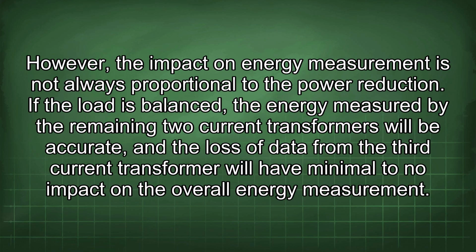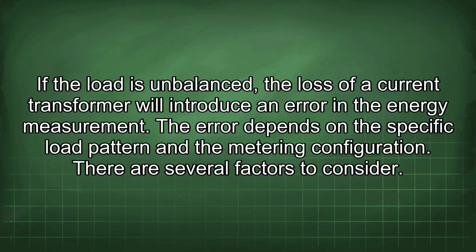This is because the total power is calculated as the sum of the power measured on each phase. However, the impact on energy measurement is not always proportional to the power reduction. If the load is balanced, the energy measured by the remaining two current transformers will be accurate, and the loss of data from the third current transformer will have minimal to no impact on the overall energy measurement. If the load is unbalanced, the loss of a current transformer will introduce an error in the energy measurement. The error depends on the specific load pattern and the metering configuration.